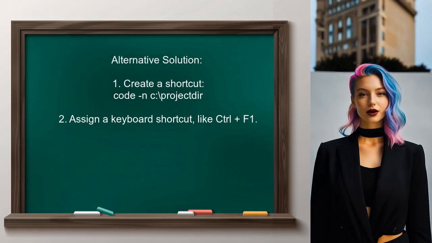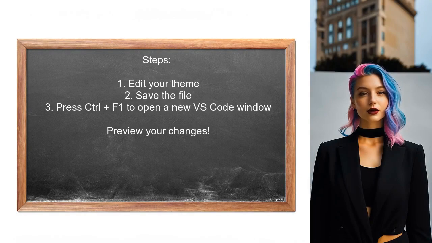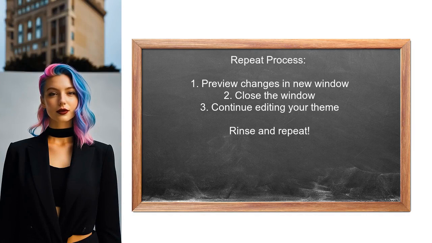An alternative solution from another user suggests creating a shortcut to open a new instance of VS Code. They recommend using the command code -n followed by your project directory path. After editing your theme, simply save your file and press Ctrl+F1. This will open a new VS Code window with your updated theme, allowing you to preview changes instantly. Once you've previewed your changes, you can close the new window and continue editing your theme. This process can be repeated as needed.